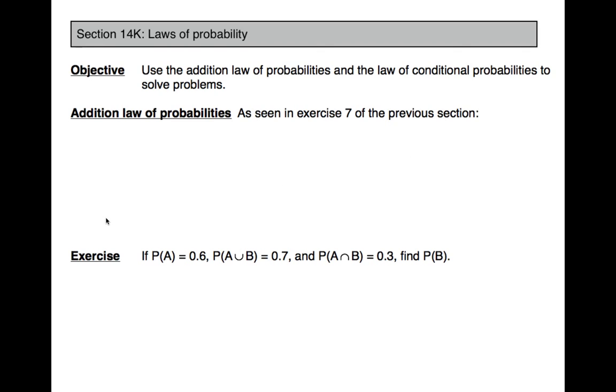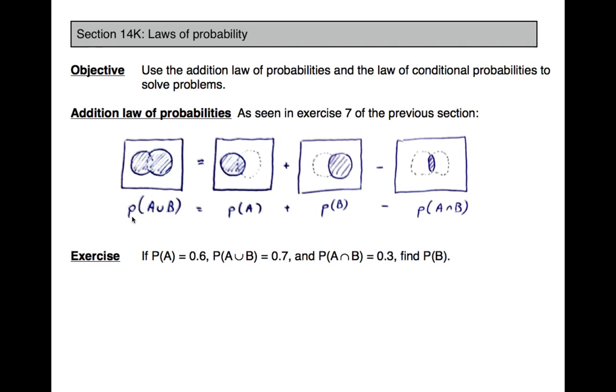But here's the idea for the addition law. If you are looking for the probability of A or B, remember from Venn diagrams that this is the union of A and B. It is the probability of A plus the probability of B. But what happened here? We took the intersection twice. The intersection is here, and we took it again here. So because of that, we need to subtract the intersection once. So this is the addition law of probabilities. The probability of A union B equals the probability of A plus the probability of B minus the probability of A intersection B.